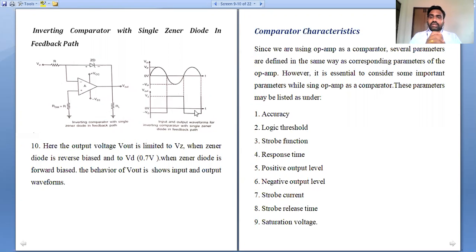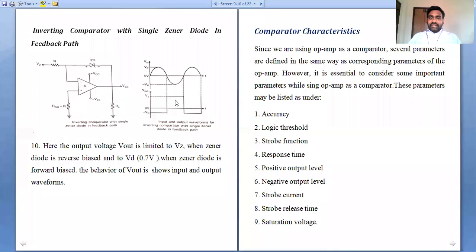In this context, the output voltage is independent of the input voltage or the inverse of the input voltage, but through the application of a single Zener diode in this feedback path, in the output waveform analysis we can clearly see positive saturation voltage. The maximum amount of positive saturation will be observed here.